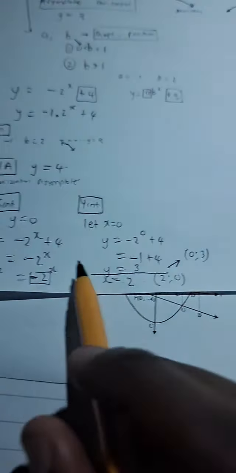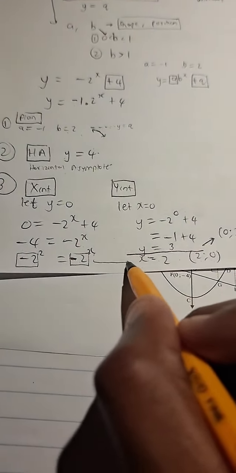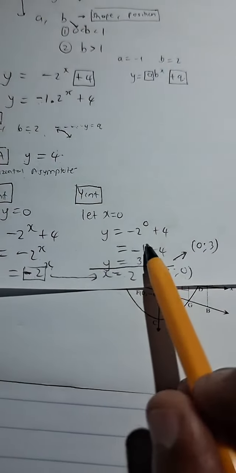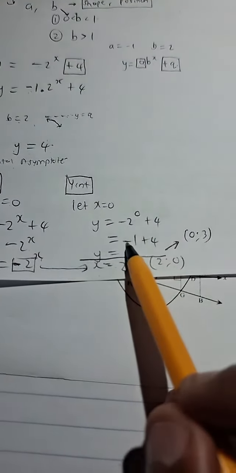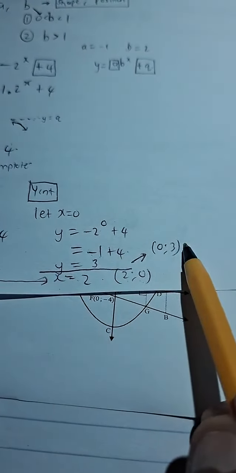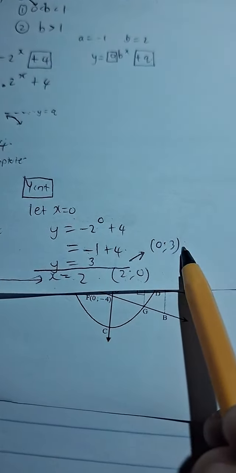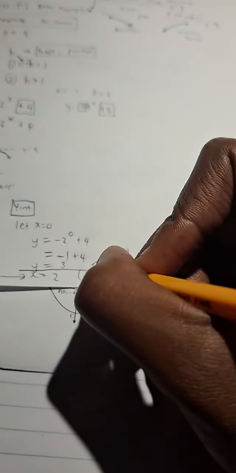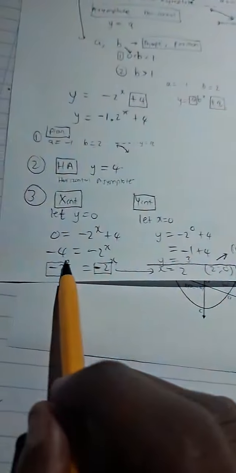Now we are dealing with this. Negative 2 to the power 0 is negative 1, plus 4. 4 minus 1 is 3. So our coordinates, when x is 0, y is 3.